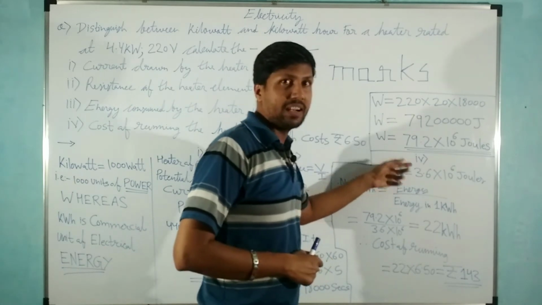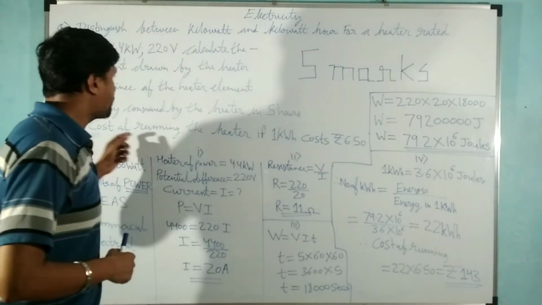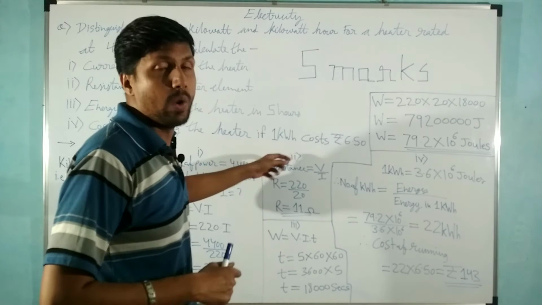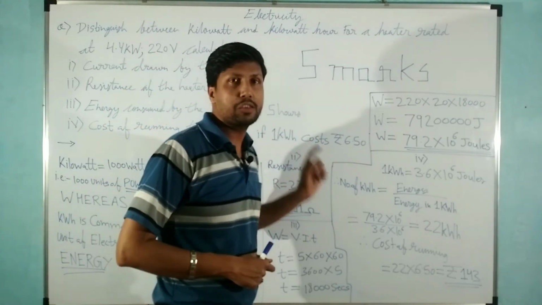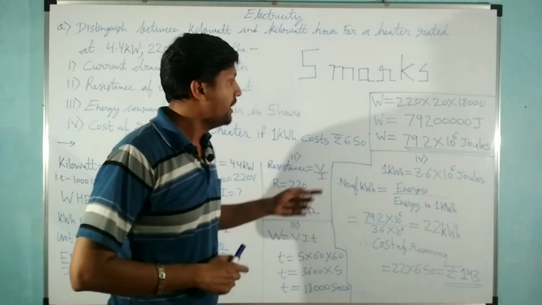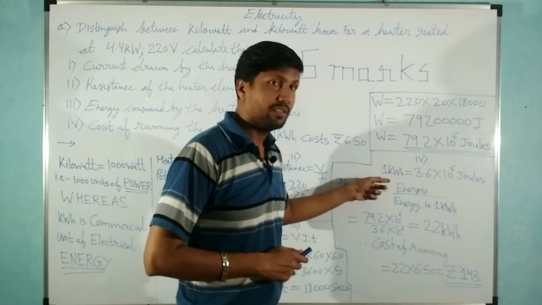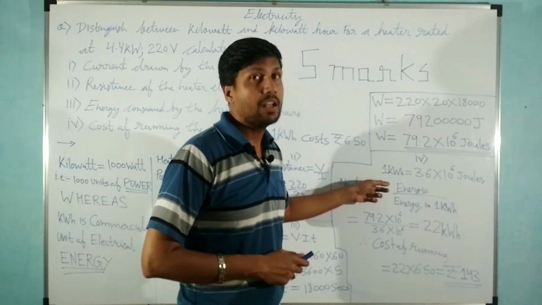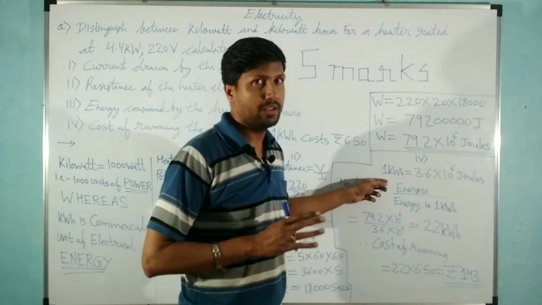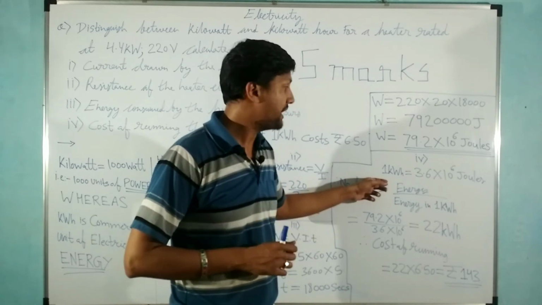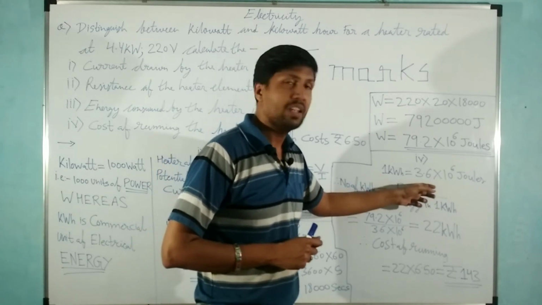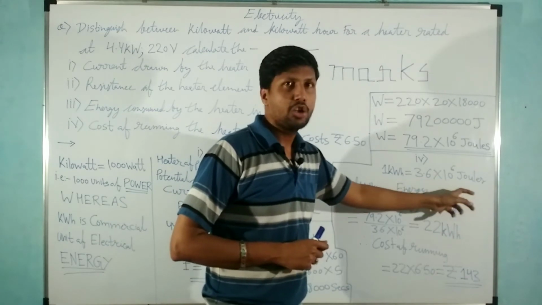Now comes the last part, the fourth part: the cost of running the heater if 1 kilowatt hour costs 6 rupees 50 paisa. This is an important aspect, dear friends. Please be careful about this. Remember this very well for doing numericals: 1 kilowatt hour is exactly 3.6 into 10 raised to 6 joules.